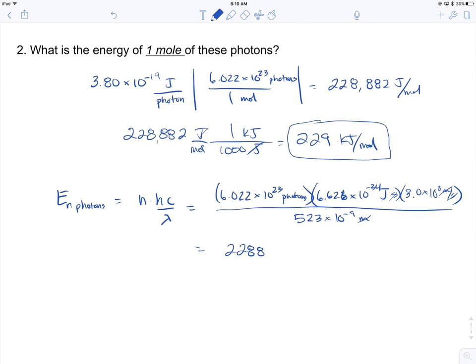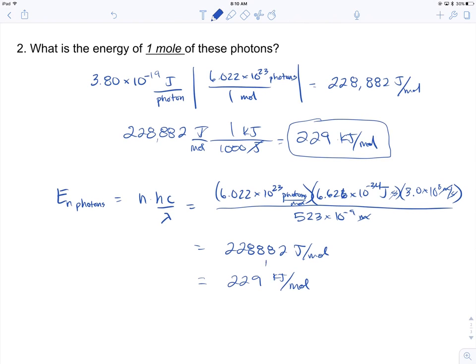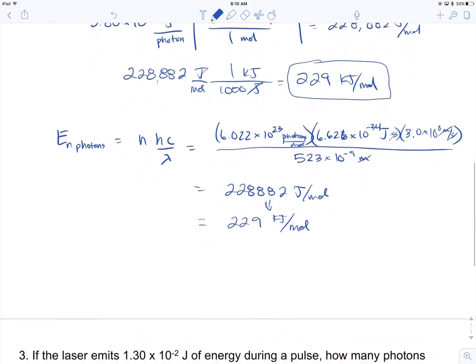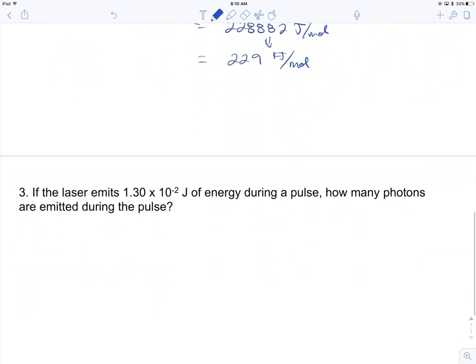The same number as above, and we can say this is per mole because this is photons per mole here, and rounding, 229 kilojoules per mole after the unit conversion. So either way you want to do it would work out fine, and I just wanted to show you both to give you an idea of how that looks.